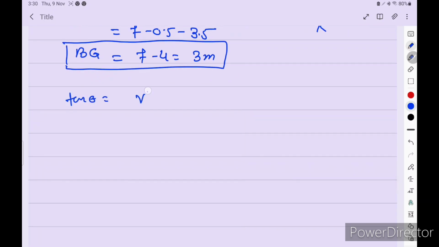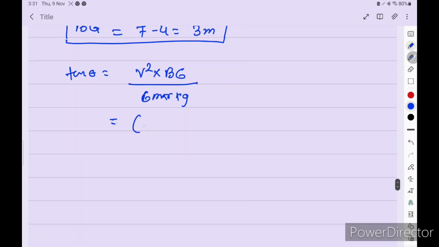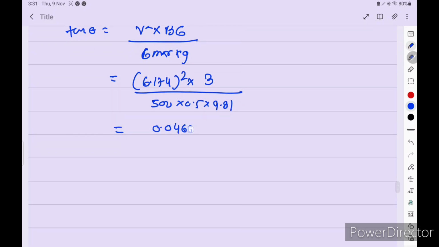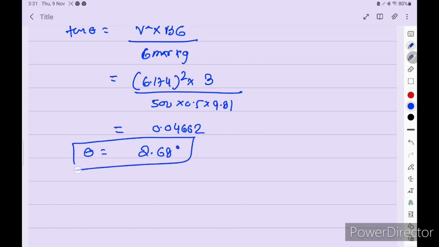Put the value in the formula, V square into BG divided by GM into R into G. Therefore 6.174 squared into 3 divided by 500 into 0.5 into 9.81 is equal to 0.04662. So theta is equal to 2.68 degrees. Heel will be produced to the opposite side of turning.